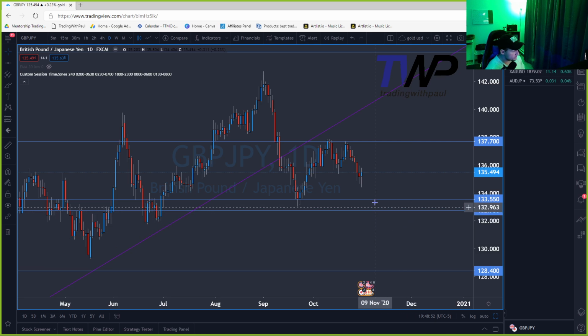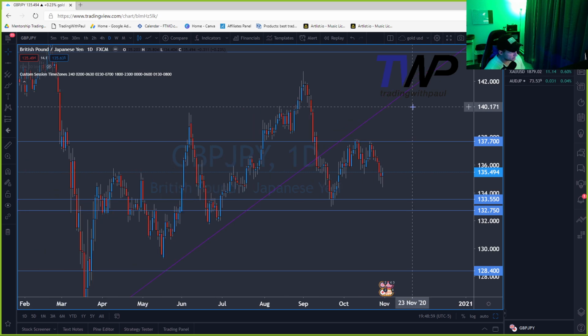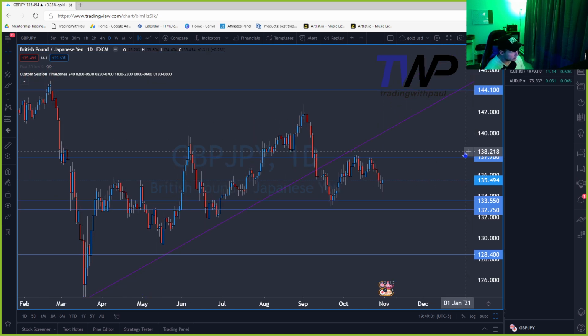Gotcha. Is there anything else you want to go over, or is that breaking down everything for what's going on for the pound yen?